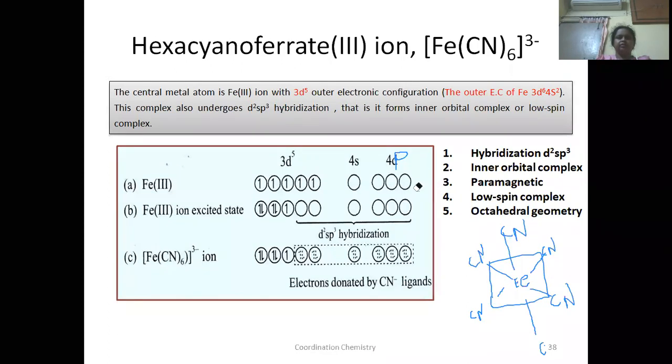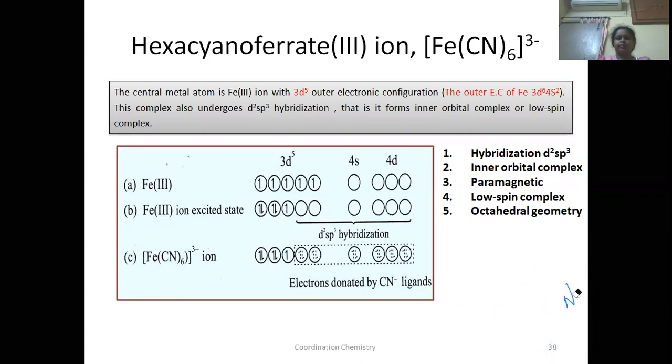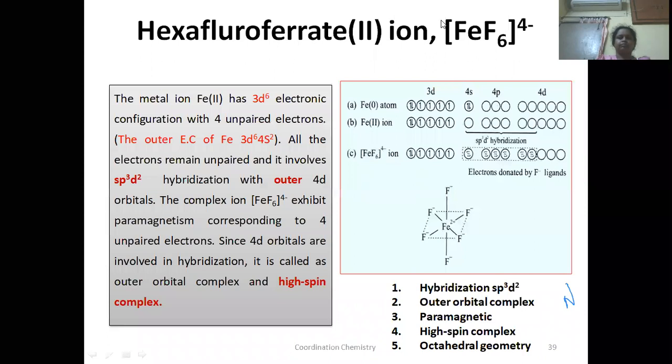Now let us study the geometry of another complex. Now let us take one more example. Hexafluoroferrate 2 ion. The formula for hexafluoroferrate 2 ion is FeF6 4 minus. Hexafluoro, 6 fluoro ligands are there.